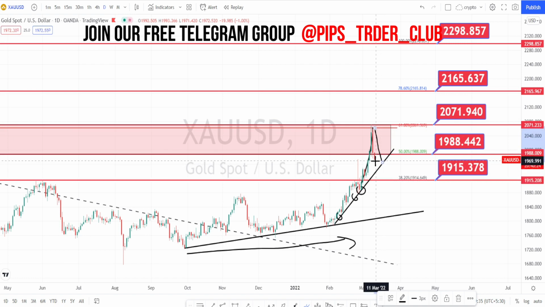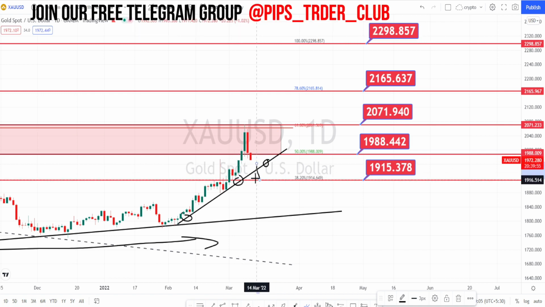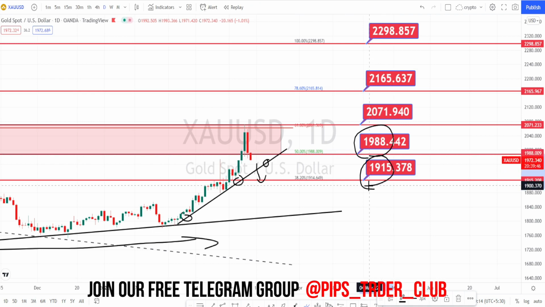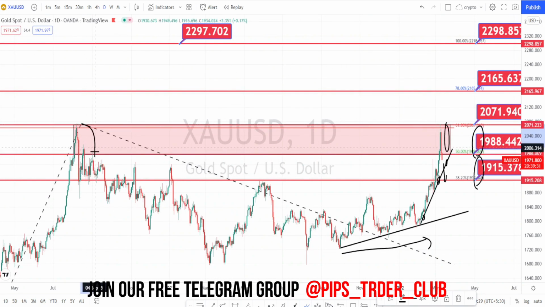So if the price action retraces also, the first level of support is going to be this trend line over here. The price action has to break this trend line in order to go on a bearish trend reversal. It has already broken this support level of 1988, and the next level of support is going to be around 1915. This whole area was a very strong resistance zone.